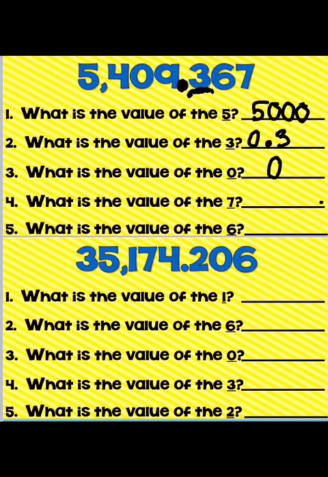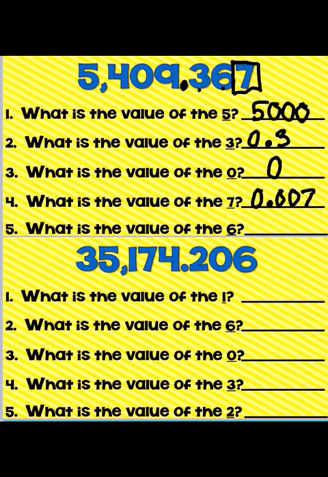What is the value of the 7? Well, if we take a look at this number, here's our decimal point. The 7 is in the tenths, hundredths, thousandths place. The 7 is in the thousandths place. So we would write it like this. 0, decimal, tenths, hundredths, and a 7 in the thousandths place. The value of the 7 is 7 thousandths.